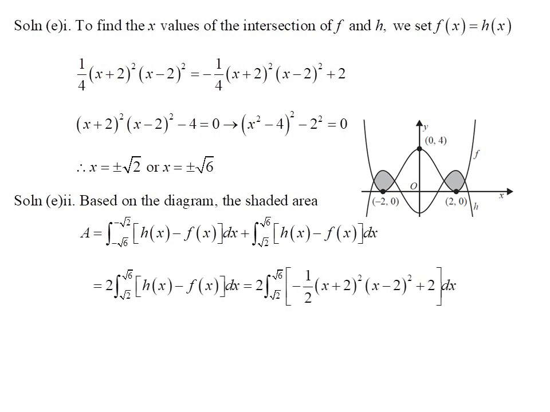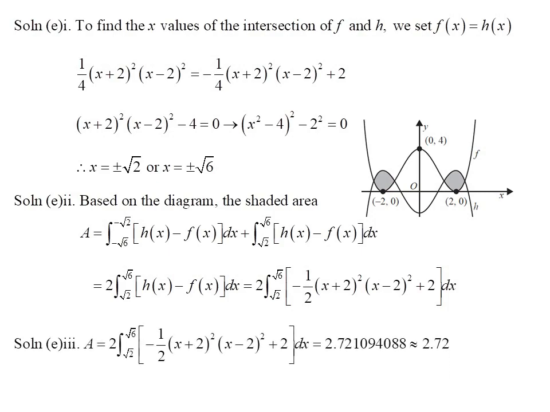Due to the symmetry of the graph, the area is simplified to 2 multiplied by the integral from square root 2 to square root 6 of (negative 1/2 multiplied by (x + 2) squared multiplied by (x - 2) squared plus 2) with respect to x. Subpart 3 of part E is to evaluate the area based on the expression from subpart 2. With the help of the CAS graphic calculator, the area can be calculated, which equals 2.72 units squared.